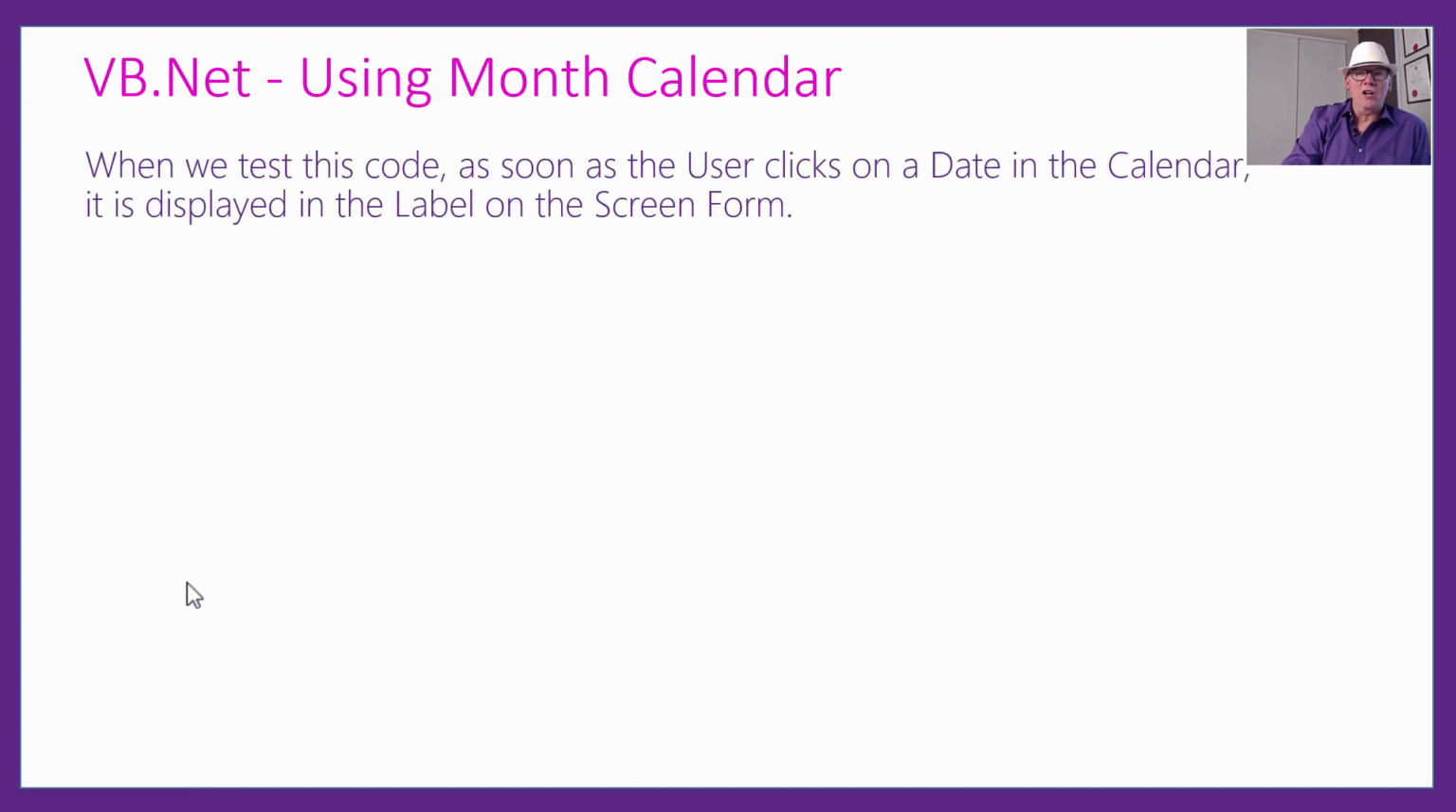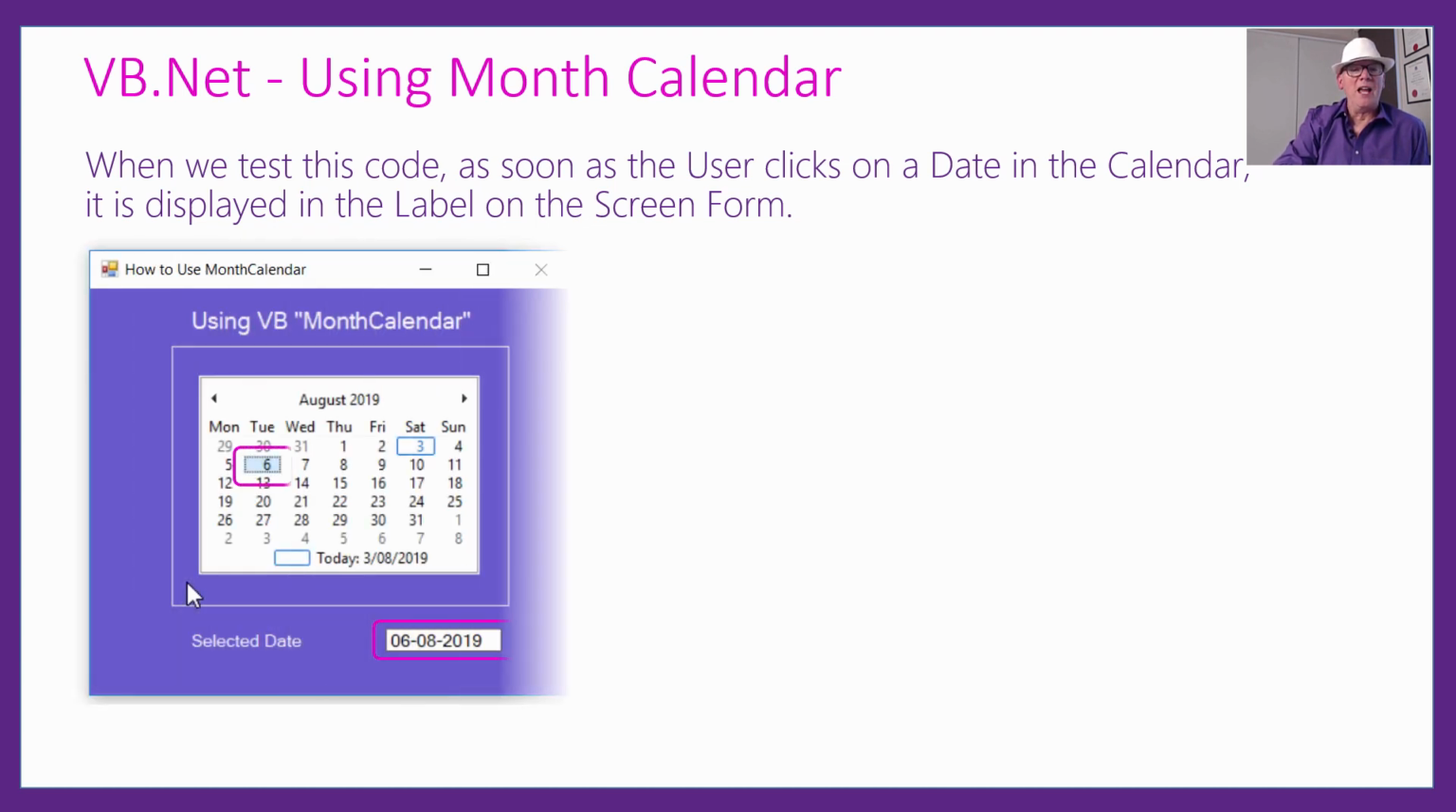And when we test this code and the user clicks on a date in the calendar, it's going to be displayed in that label on the screen form. So if they click on the 6th here, straight away, the 6th of the 8th, 2019 gets displayed down here. You don't need to click a go button or anything. Simply clicking any date in the calendar will put it straight into the label on the form, okay? Just by using a DateSelected event, which we've placed onto the month calendar.